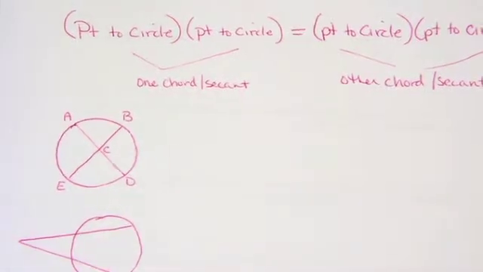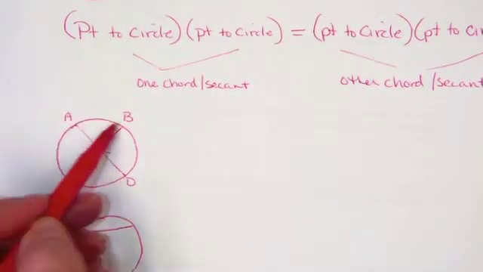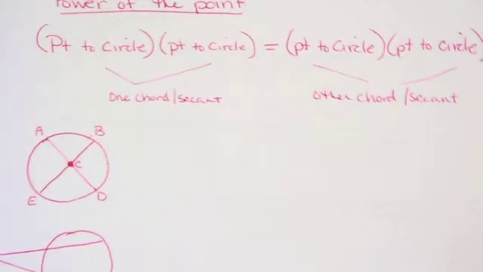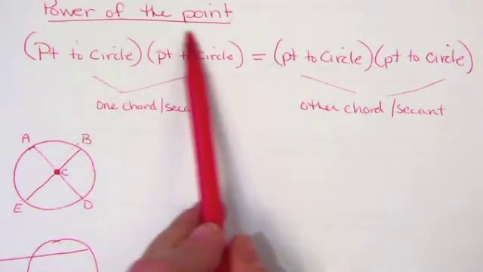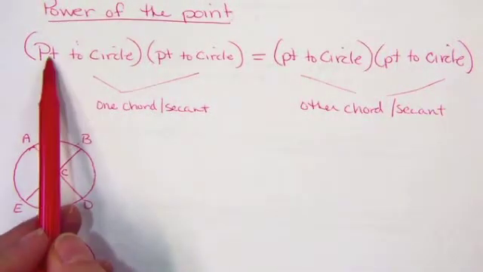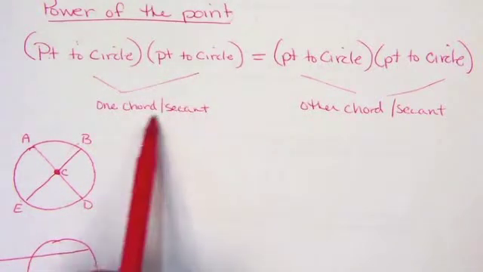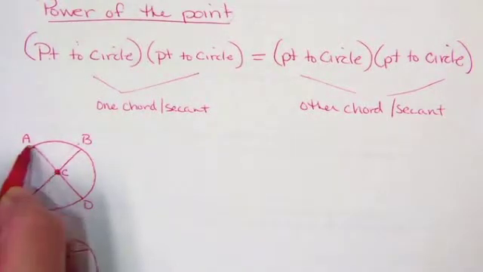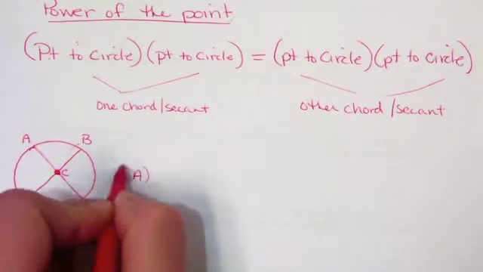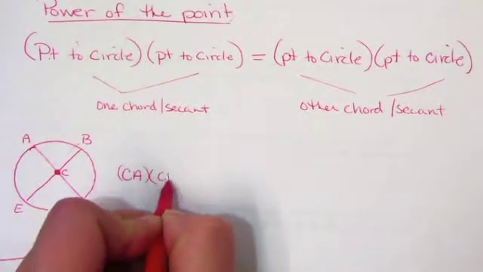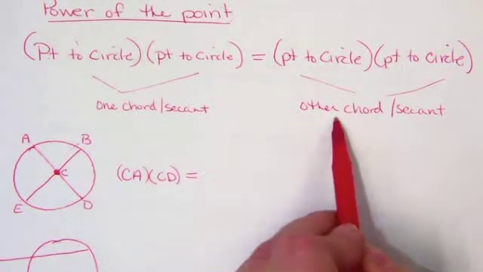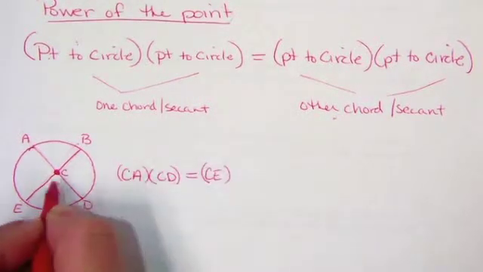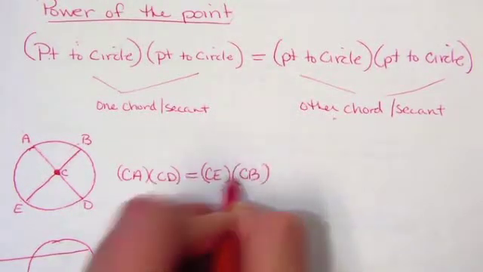So when I talk about the power of the point, in this example, it's where the chords intersect. So this would be my point. And you can see I'm going to follow this right here. Point to circle times point to circle. And you're going to do one chord at a time. So if I focus on this chord, start with the point and go point to circle, CA, point to circle, CD, equals, now go to the other chord, point to circle, CE, point to circle, CB.